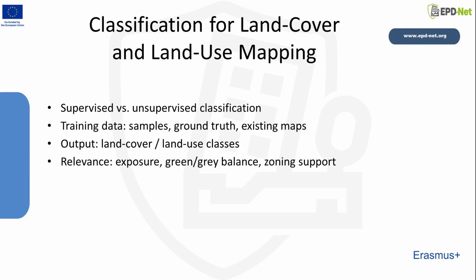We explain how classification techniques convert continuous spectral information into categorical land cover or land use maps. We introduce the distinction between unsupervised methods, which automatically group pixels based on spectral similarity without prior labels, and supervised methods, which rely on training samples representing known classes such as built-up, vegetation, water or bare soil. Training data may come from field surveys, existing maps, high-resolution imagery, or expert interpretation.